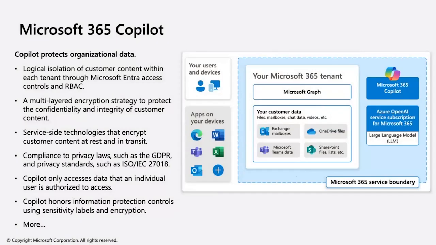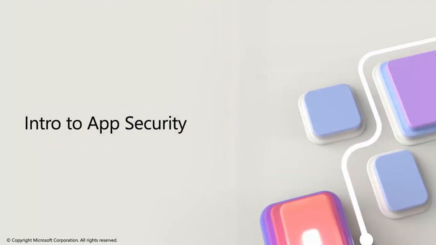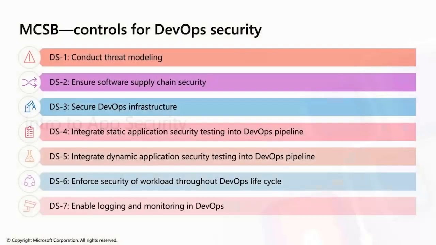Now, what next do we have? Now we are going to talk about design solutions for securing applications. Let's see what we have in application security. When we talk about application security, first of all, in MCSB, the Microsoft Cloud Security Benchmark under MDC, we have the DevOps security domain, that is DS. These recommendations are there.